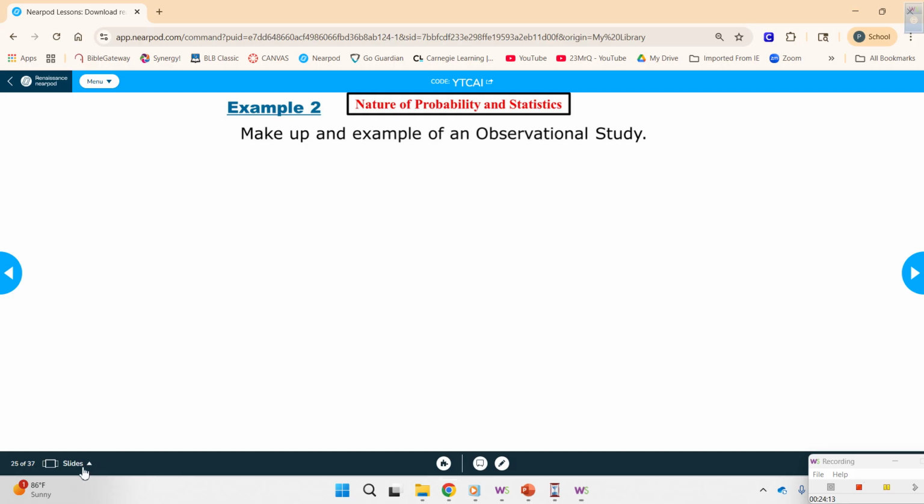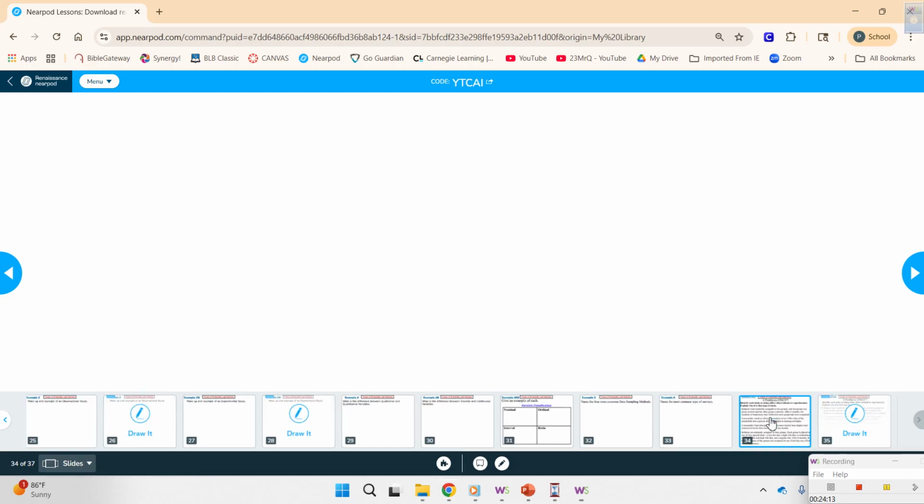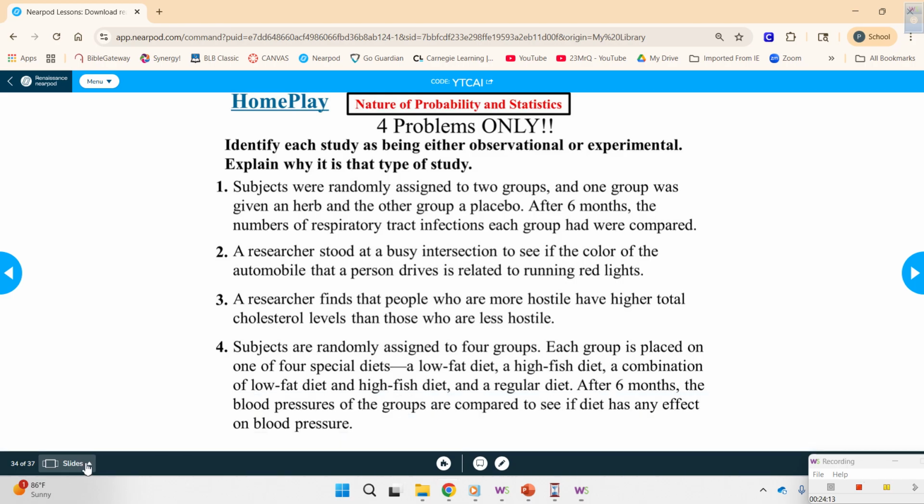All right, so with that said, here goes the home plate for today on your screen. There it is. You have plenty of time to finish. You have exactly 14 minutes.